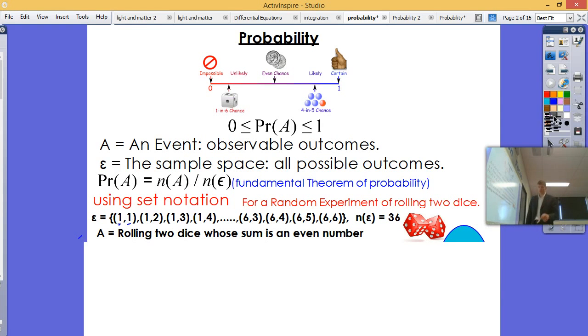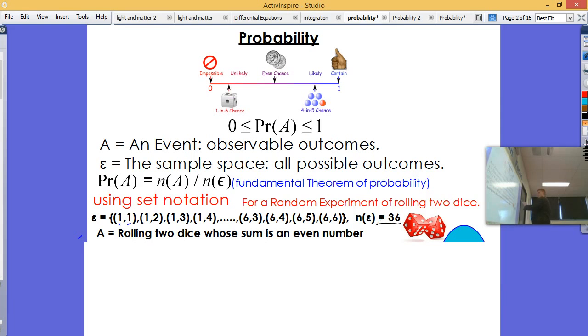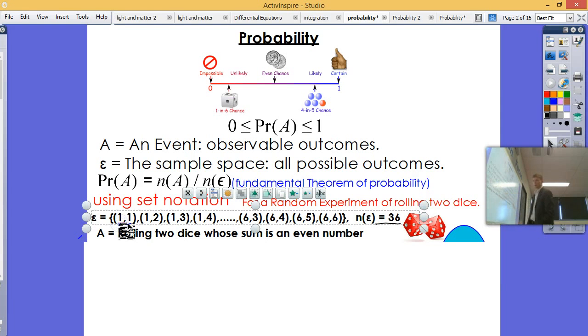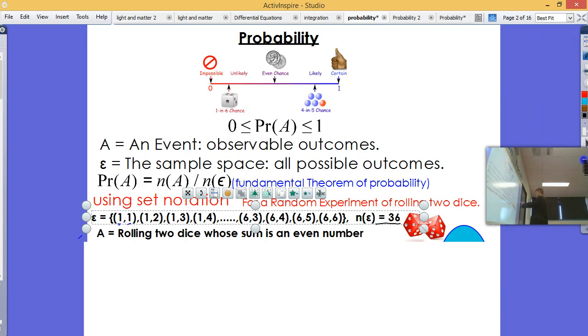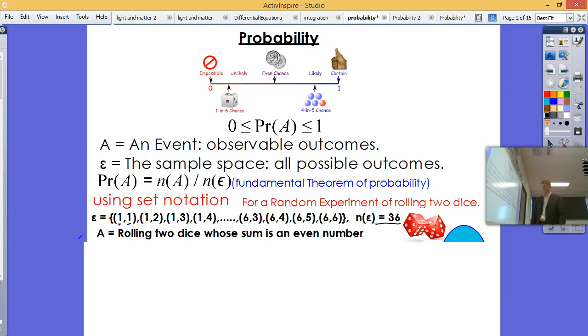It's not 12. 6 plus 6 on a dice gives you 12. No, we're going to have 36 different outcomes. For every 1 on a dice, we've got 6 on the other dice. 6 groups of 6 is your 36.